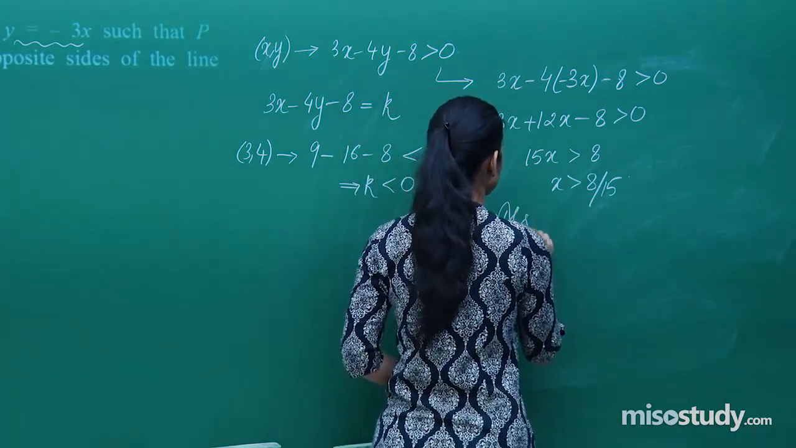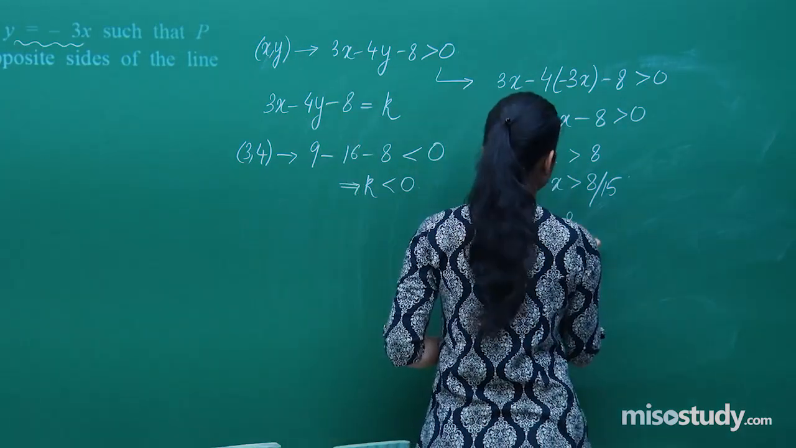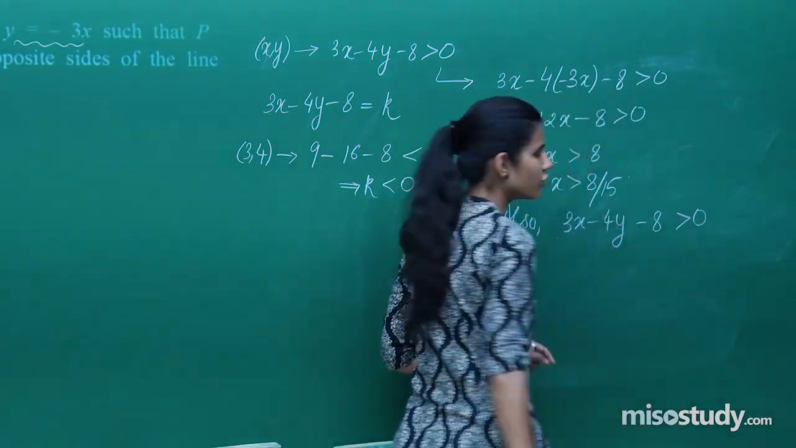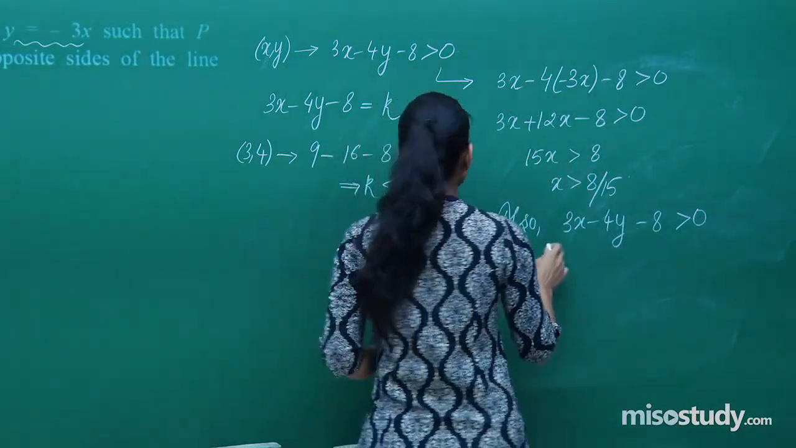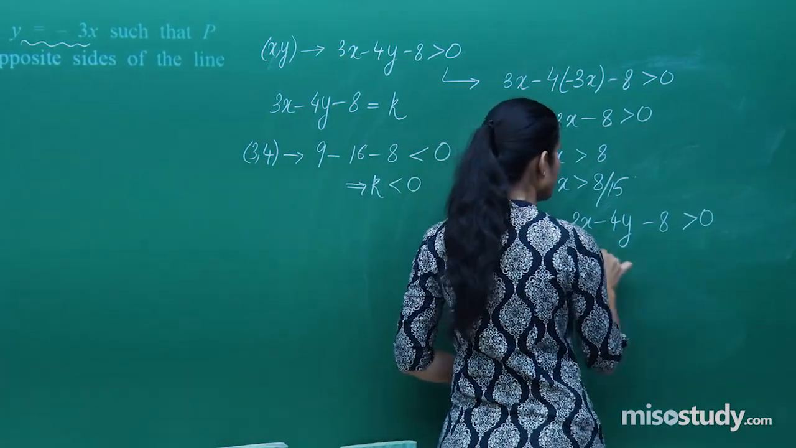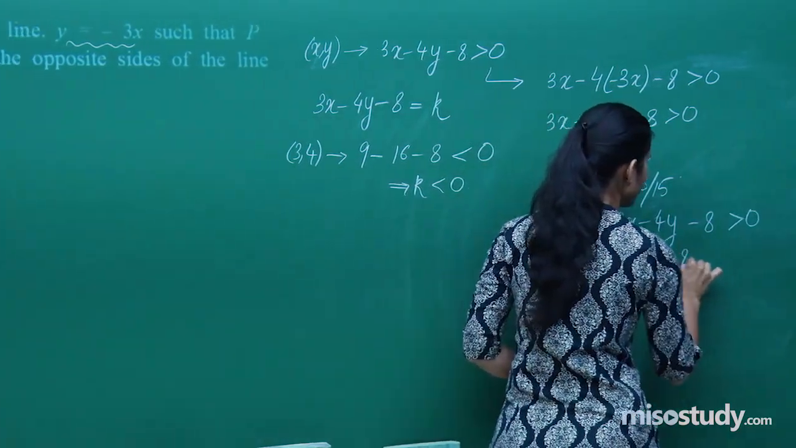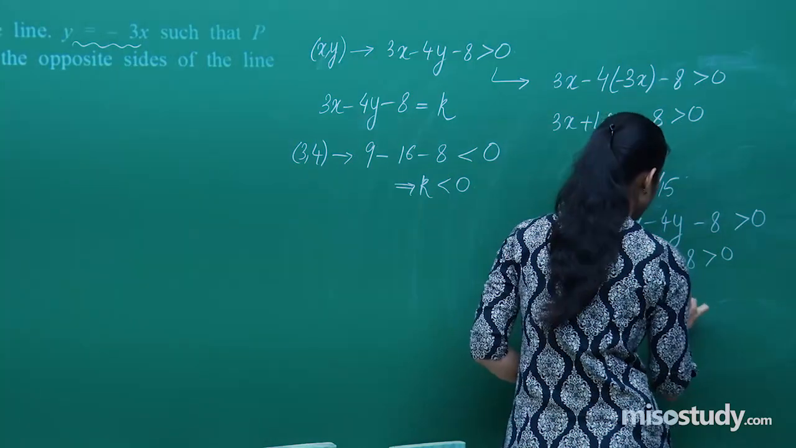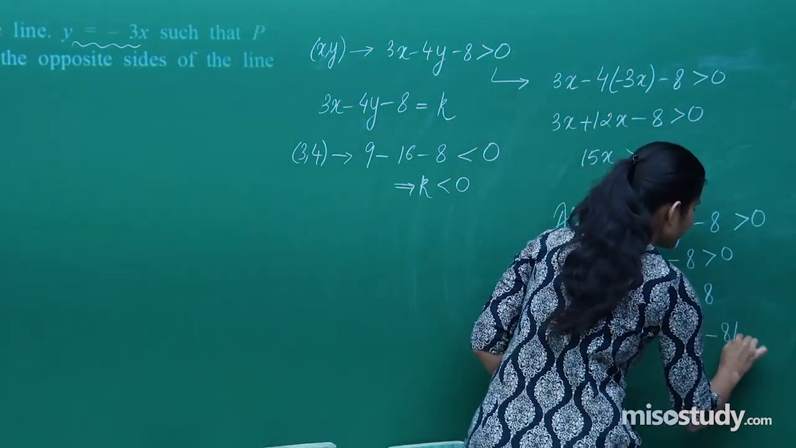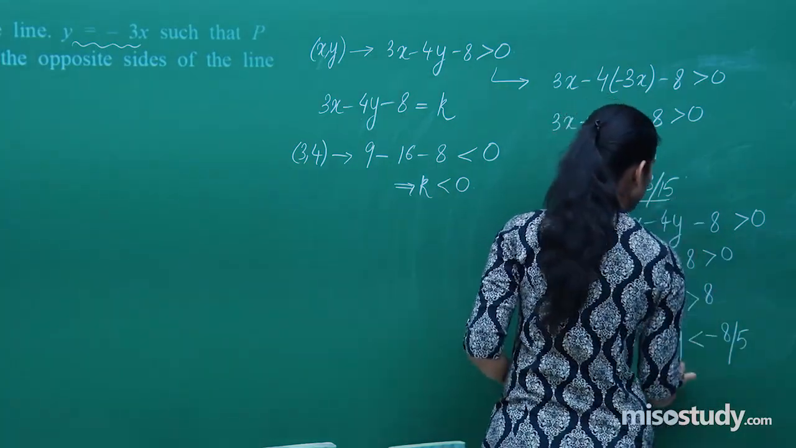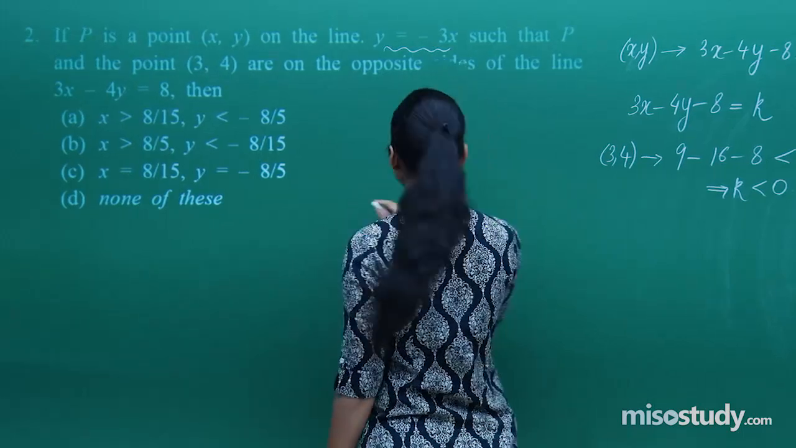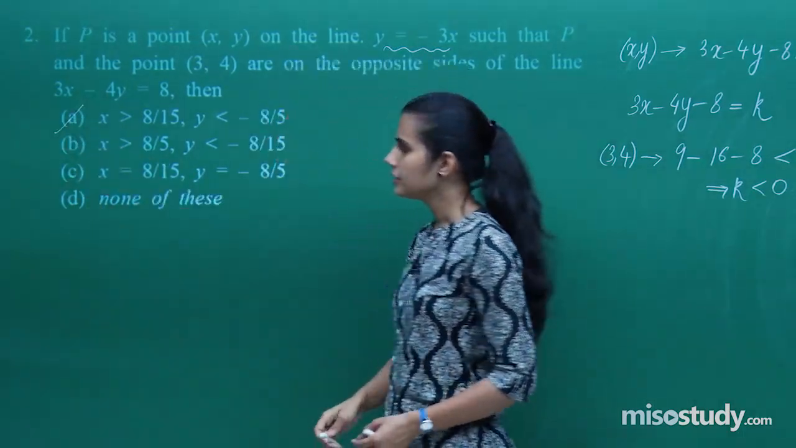Also, again if you write the same thing, 3x minus 4y minus 8 will be greater than 0 for (x, y). Then 3x can be replaced by minus y. So, you get minus y minus 4y, which is minus 5y minus 8 is greater than 0. Minus 5y is greater than 8. Y is less than minus 8 by 5. So, x will be greater than 8 by 15 and y will be less than minus 8 by 5.